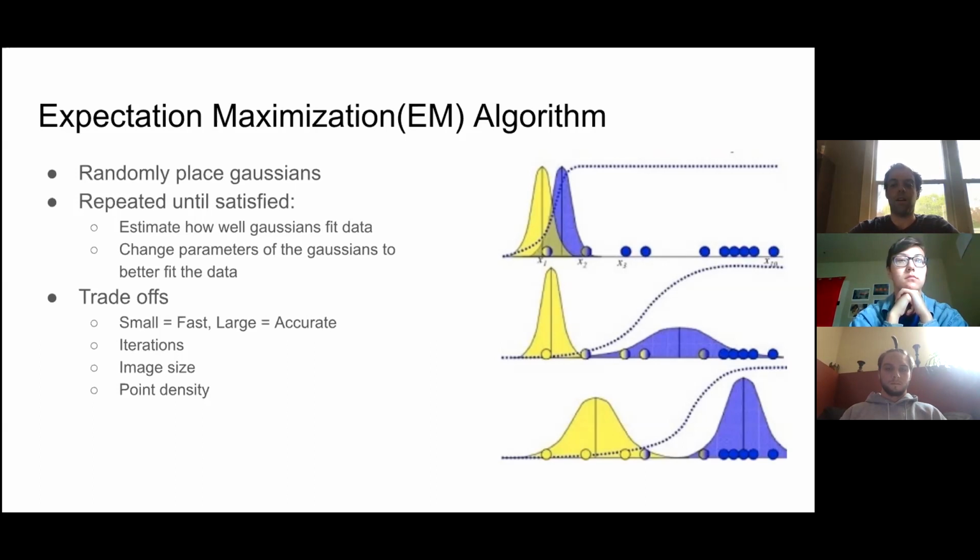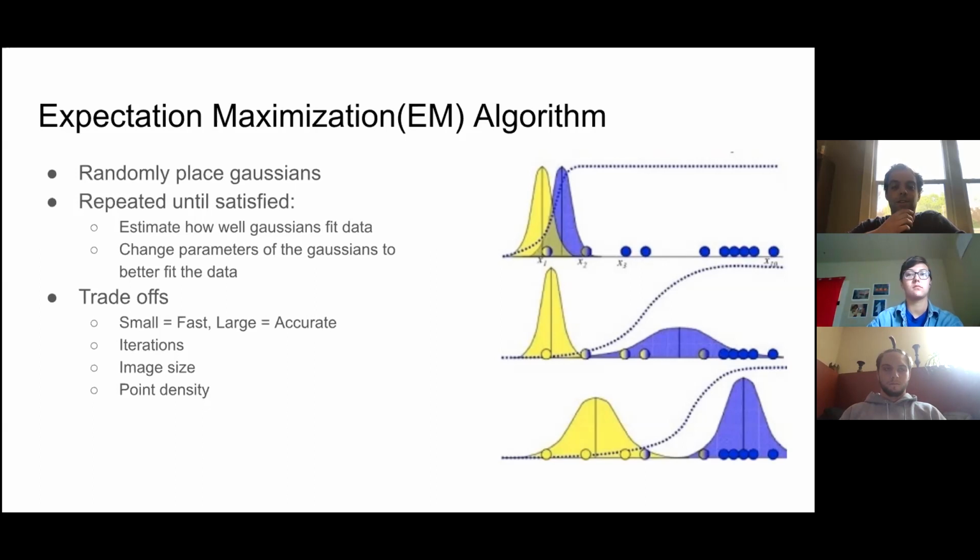iterations that we run. As I mentioned, we have to keep iterating ideally until we hit convergence. But sometimes that takes a lot longer, and we might get a decent approximation anyway with fewer iterations. And the fewer iterations you do, obviously, the faster you'll get results. So that's pretty nice. The second one is image size.